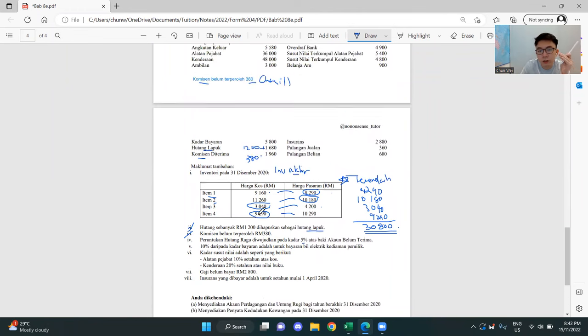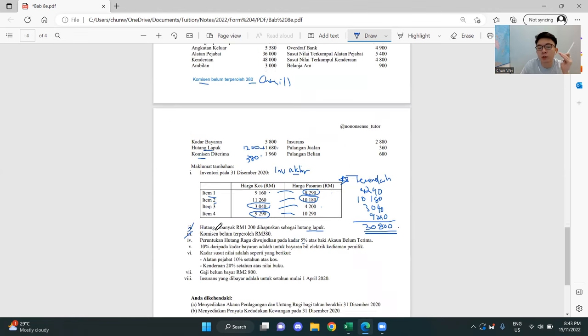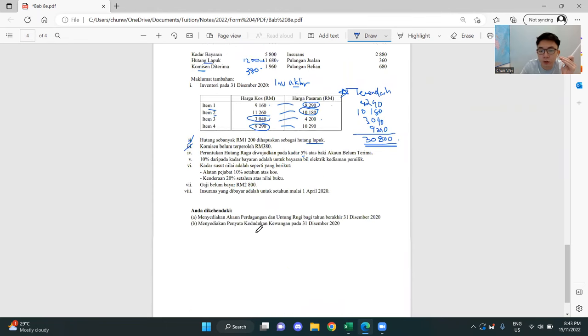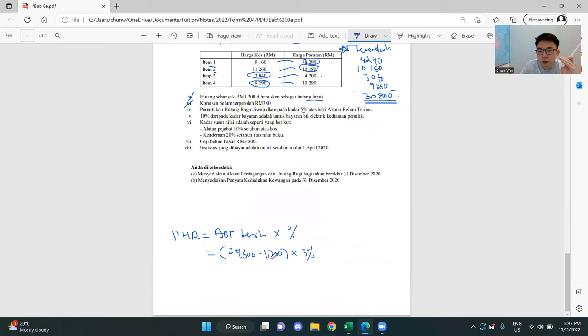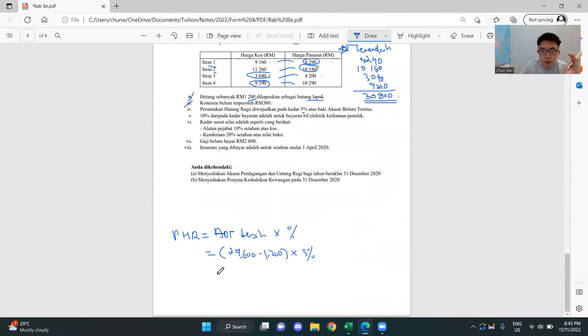Please take note, jangan tolak daripada hutang lapor 1680 amount ni. Because I already said this, ABT is after you tolak this 1680. So you don't have to tolak this 1680 again. What you have to tolak is the additional hutang lapor yang dijumpai dalam your maklumat tambahan. So you have to minus out 1,200 from here. If there is no hutang lapor in your maklumat tambahan, then you don't have to minus. You only minus when there is a new hutang lapor here. So you minus out, then you calculate.